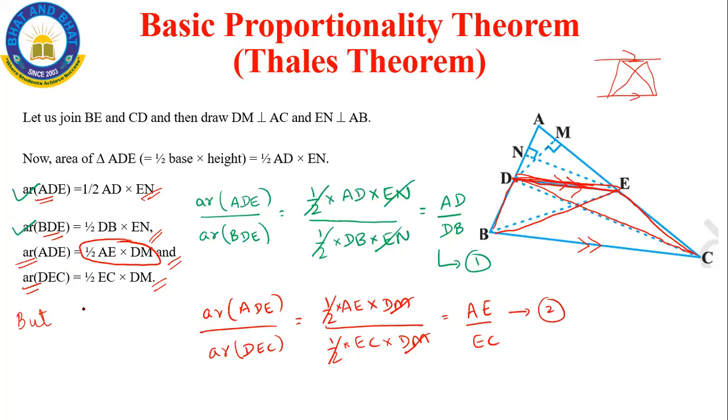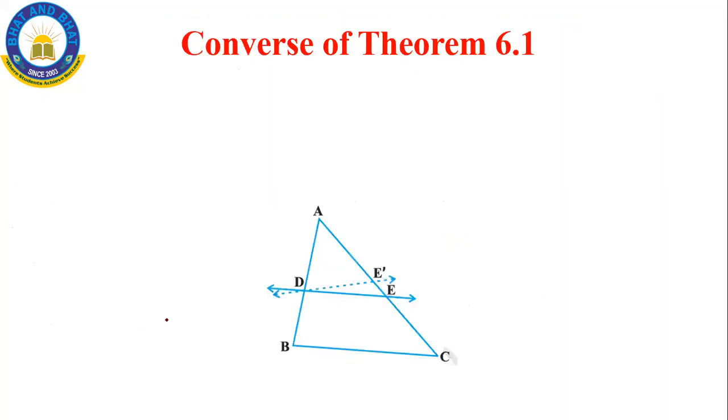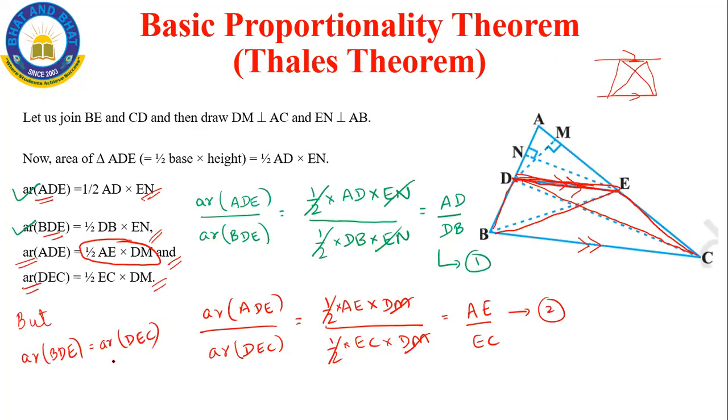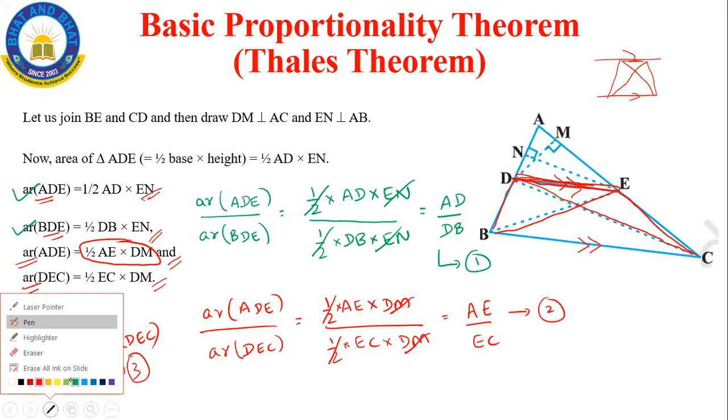So because of which, what we can say, area of BDE is equal to area of DEC. We can conclude this. Correct, Niharika. Area of BDE will be equal to area of DEC. So then, if I consider this as my equation 3, now can you tell me what will be the concluding statement?